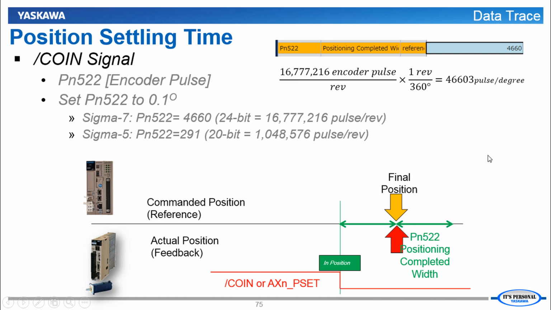Therefore, you really cannot measure position settling time unless you have first considered the setting of the position completed width for the COIN signal, Pn522. So what do we need to set it to for our motor?